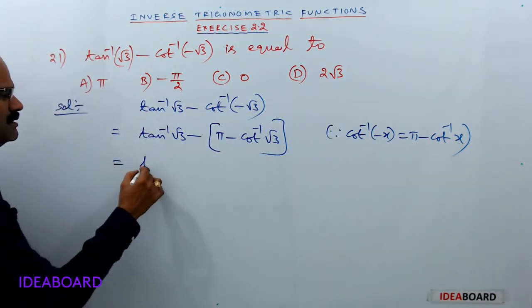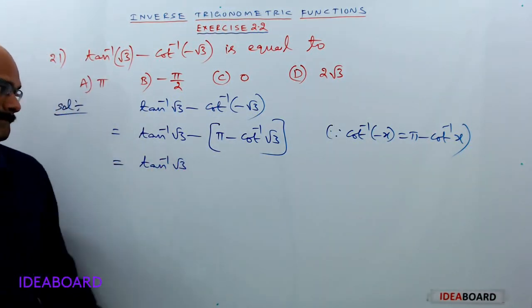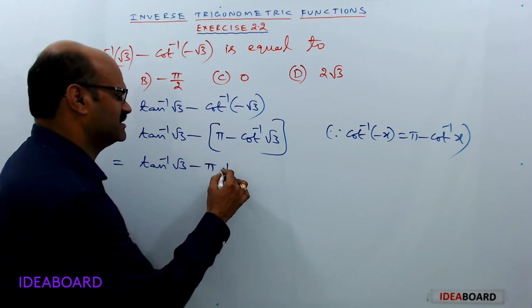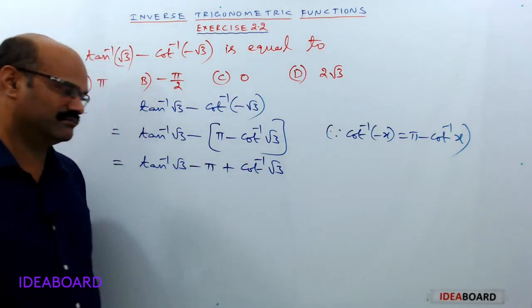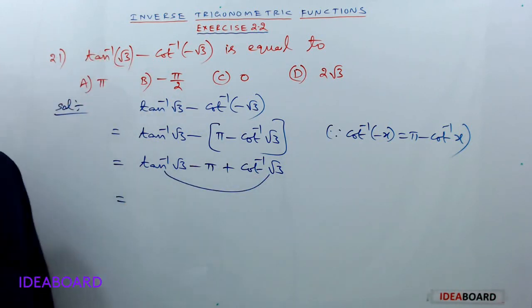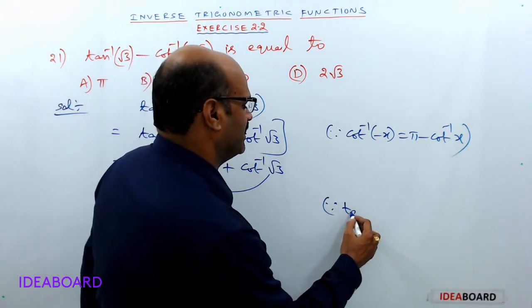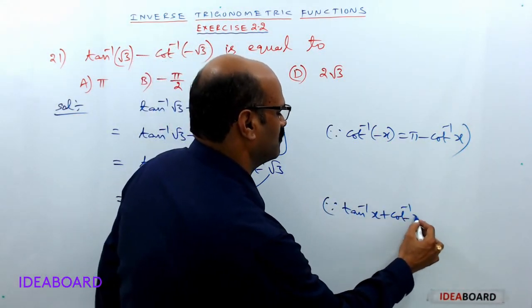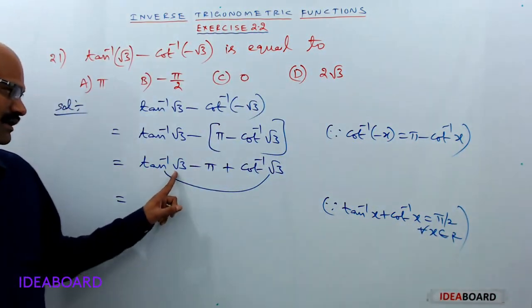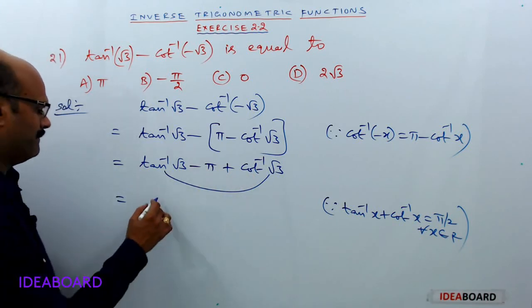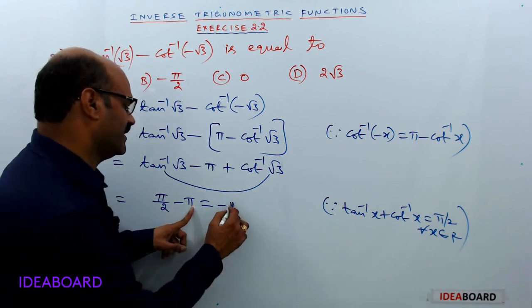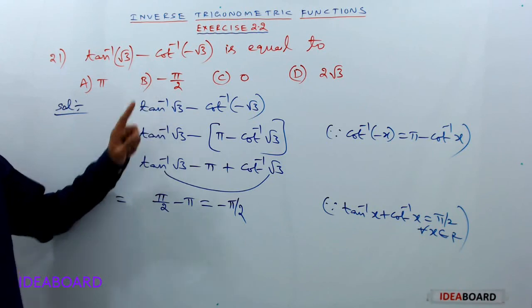Equal to tan inverse of root 3, multiply by minus, minus pi, minus into minus plus, cot inverse of root 3. Now tan inverse of root 3 plus cot inverse of root 3 equal to pi by 2. The formula: tan inverse x plus cot inverse x equal to pi by 2 for all x belongs to R. So equal to pi by 2. Pi by 2 minus pi equal to minus pi by 2. So option B is the correct answer.